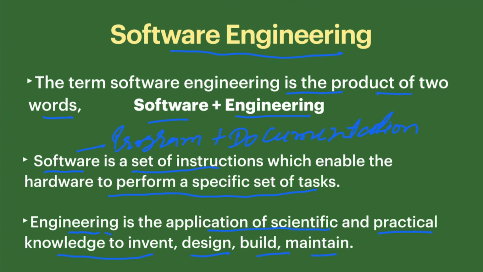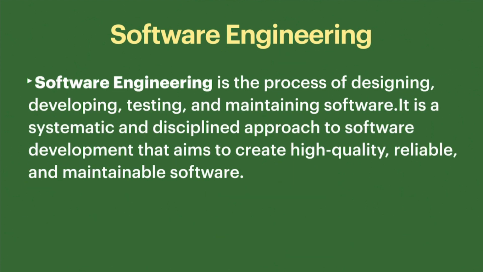Engineering is practical work. Like in mechanical engineering, we create and design cars or other mechanical parts. In the same way, in software engineering, we create, design and maintain software. So software engineering is the process of designing, developing, testing and maintaining software, like in other engineering fields.